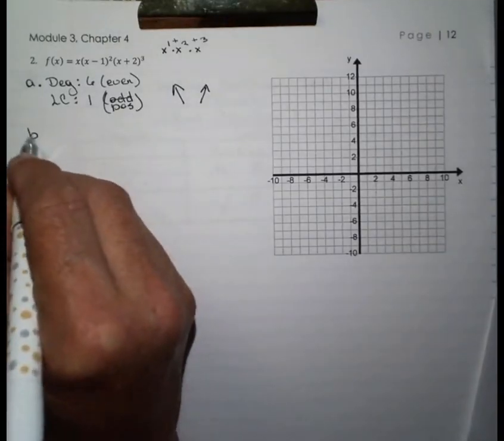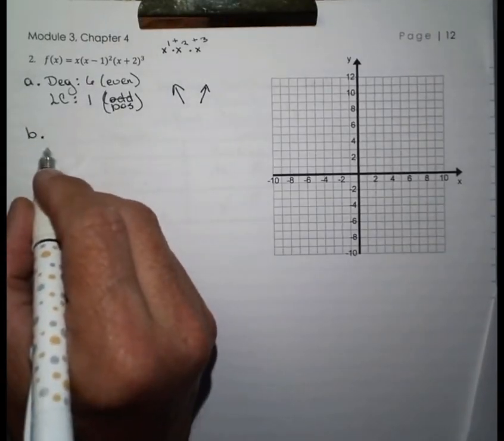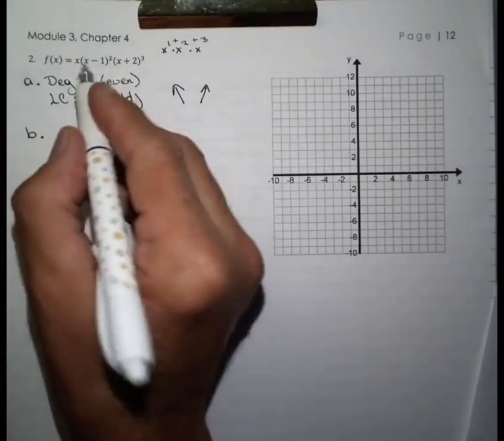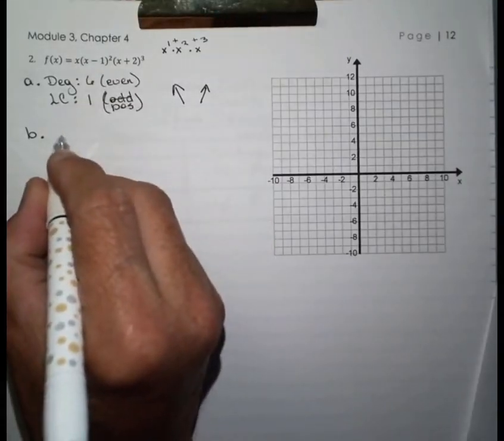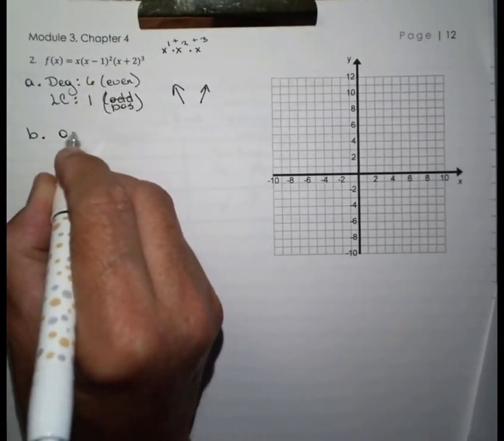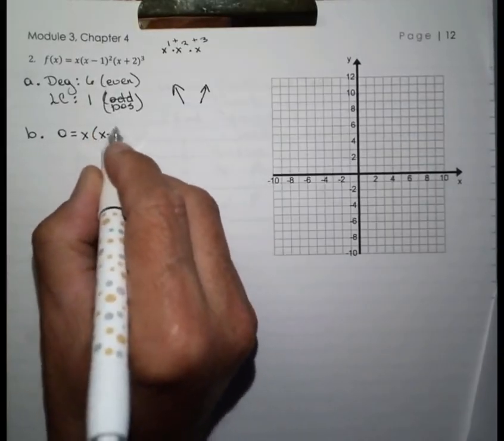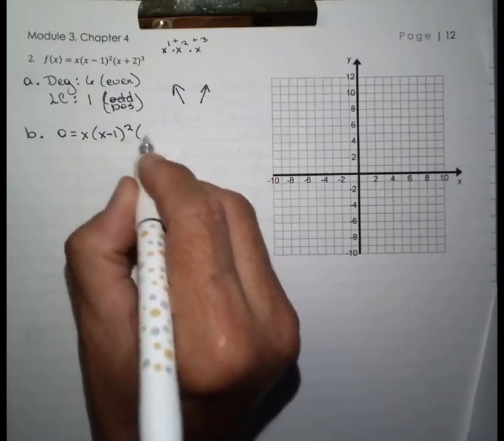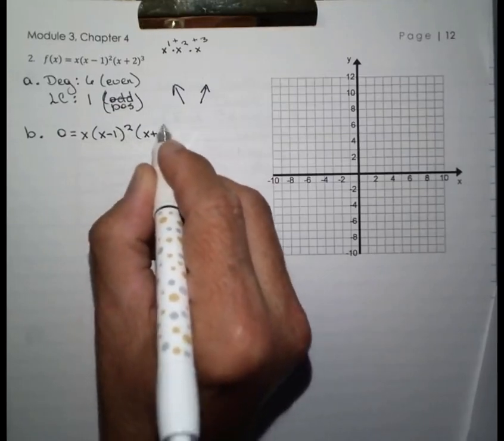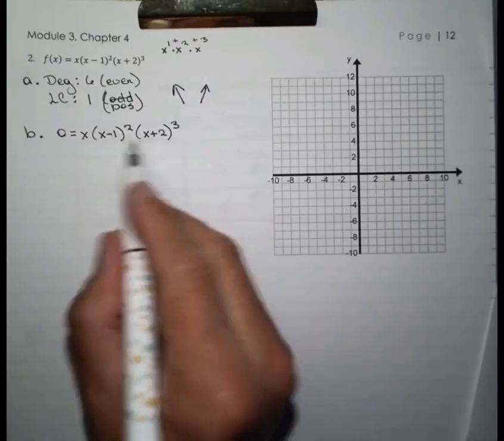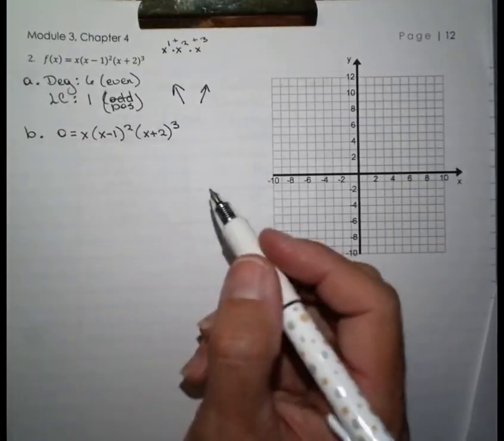Let's look at the rest of it and see if we can see what the next question was. What are the zeros of x? Well, it's already factored for us. So I can say that 0 would equal x times (x minus 1) squared times (x plus 2) cubed, right? And I know if any of those were 0, that it would make my statement true.